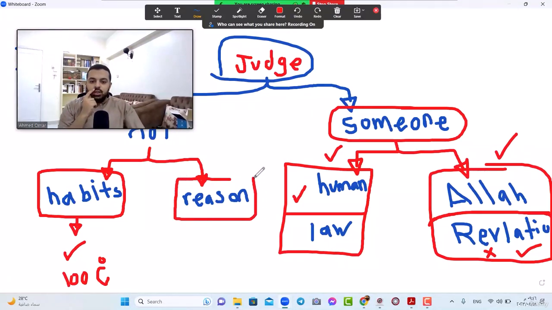And the other part is reason. Reason tells you that something is necessary, or impossible, or possible.